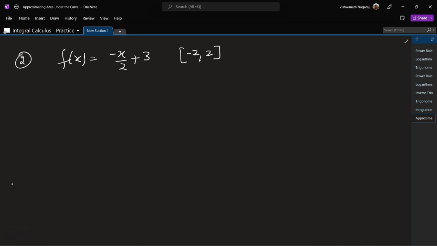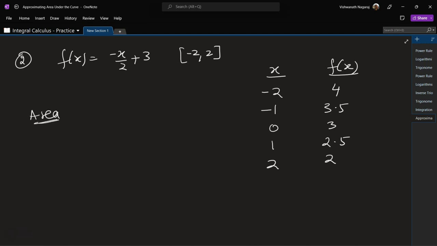Okay, so let's evaluate f of x. Minus 2 will be 4, minus plus 2 by 2 is 1, 3 plus 1 is 4, minus 1 will be 3.5, 0 will be 3, 1 will be 2.5 and 2 will be 2. Okay, so let's evaluate the area using the right endpoint.